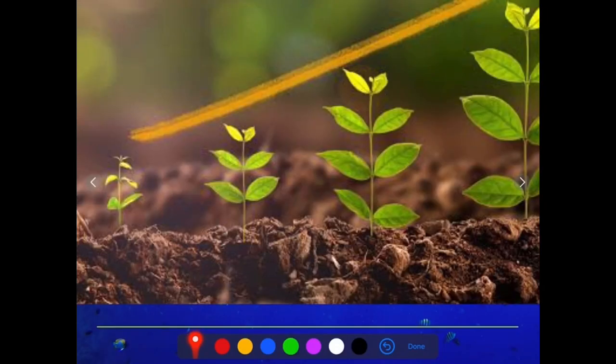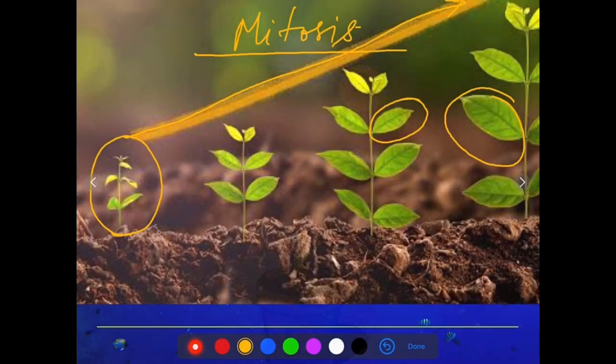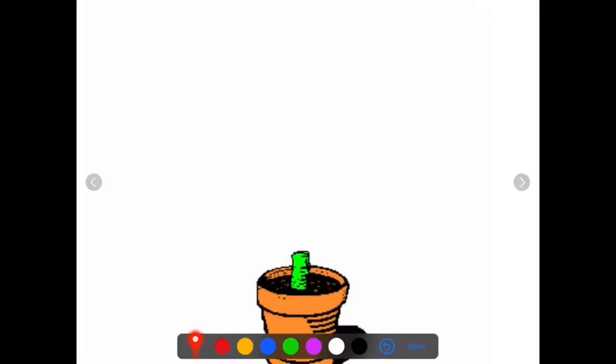Let us look at a plant. This plant was very small and now it is going on increasing in height. The size and shape of the leaves is increasing. Why? Because of the cell division mitosis. So the importance of mitosis is growth and repair. This is how a plant grows.